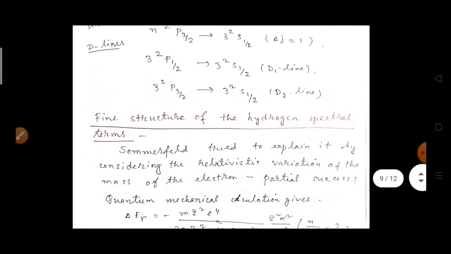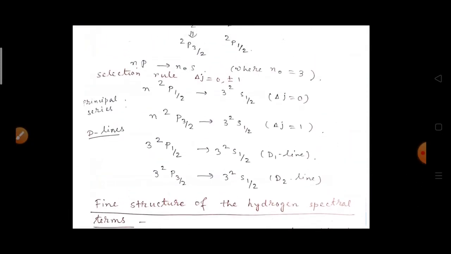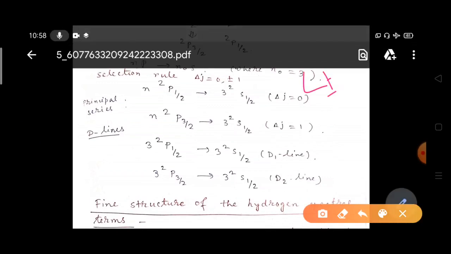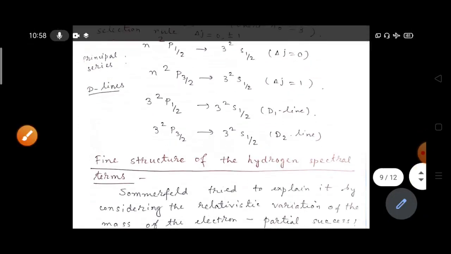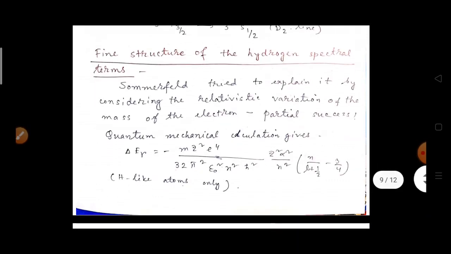You get different J values due to different L, due to the L plus minus S values, where L and S interact, that is the interaction between orbital and spin angular momentum. Now we understand what the fine structure of the hydrogen spectral line is. How do we find out the fine structure of the hydrogen spectral lines?